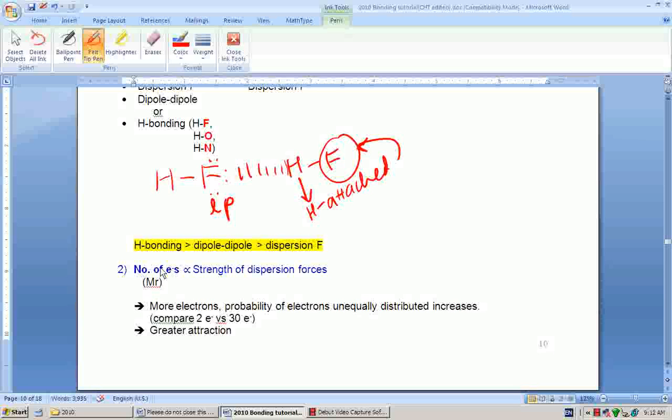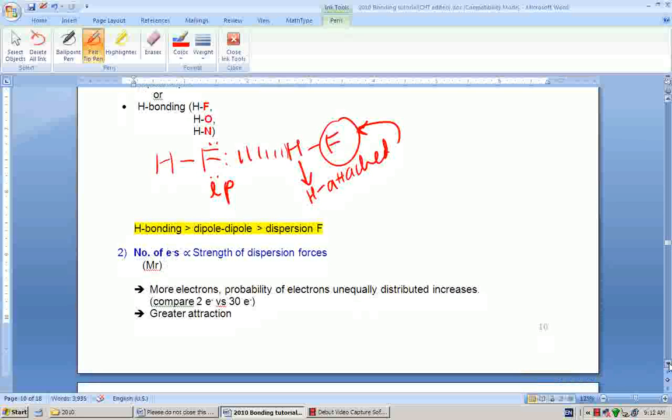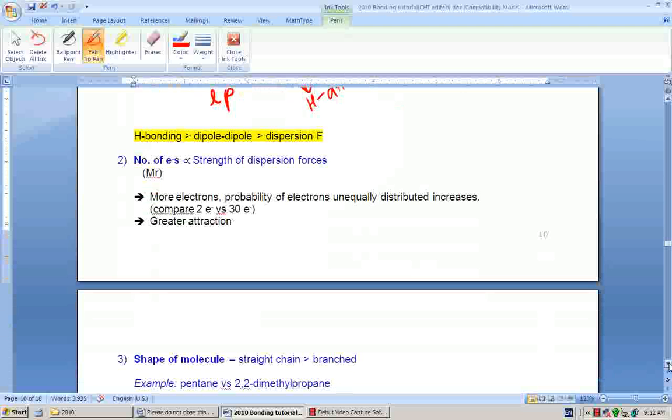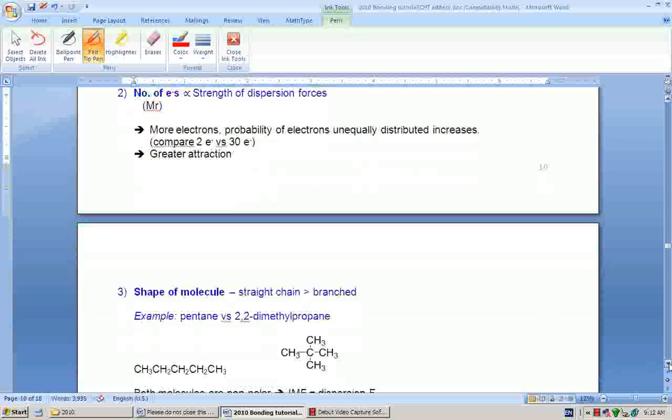Now, the number of electrons can be related to the Mr of the molecule. Sometimes we compare by the Mr. So if we know the Mr, we would roughly know the number of electrons. Thirdly, is the shape of the molecule. Basically, there is a straight chain versus a branched type of molecule. Usually this is for organic molecules. Now, straight chain molecules usually have higher boiling point than branched molecules.